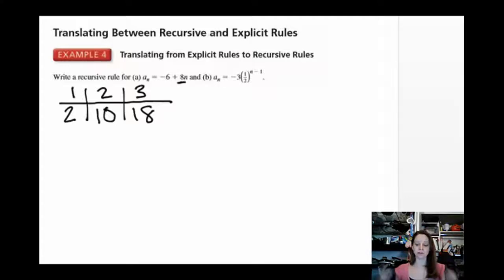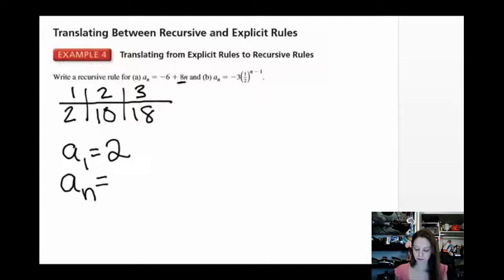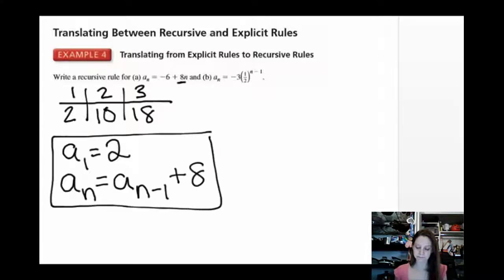Okay, so to review, for a recursive rule, I need to do two things. I need to identify an initial term or two. So I'll do that: a sub 1 equals 2. And then I need to write the recursive rule. So for any term, you take the previous term and add 8. So that's an example of arithmetic. This next one is geometric.